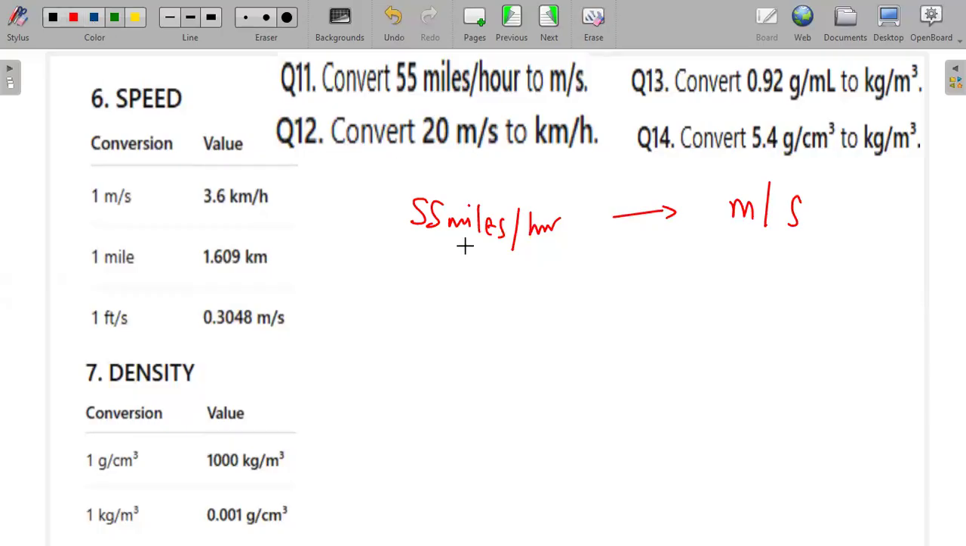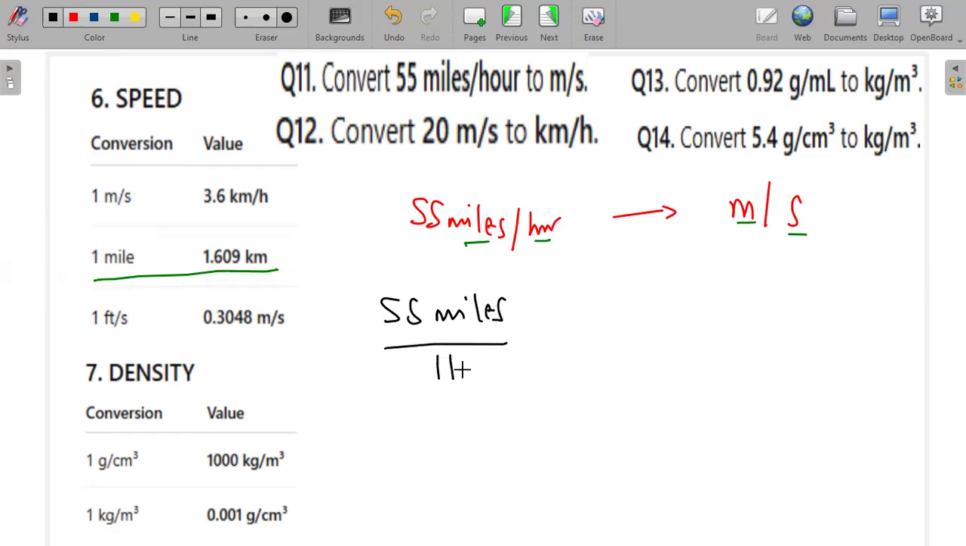So the miles relates to the meters. The hour relates to the what? To the second. So how are we going to convert that? The miles, we can see here, are connected to the kilometers. And we know that the kilometers are the ones that are connected to the what? To the meters.